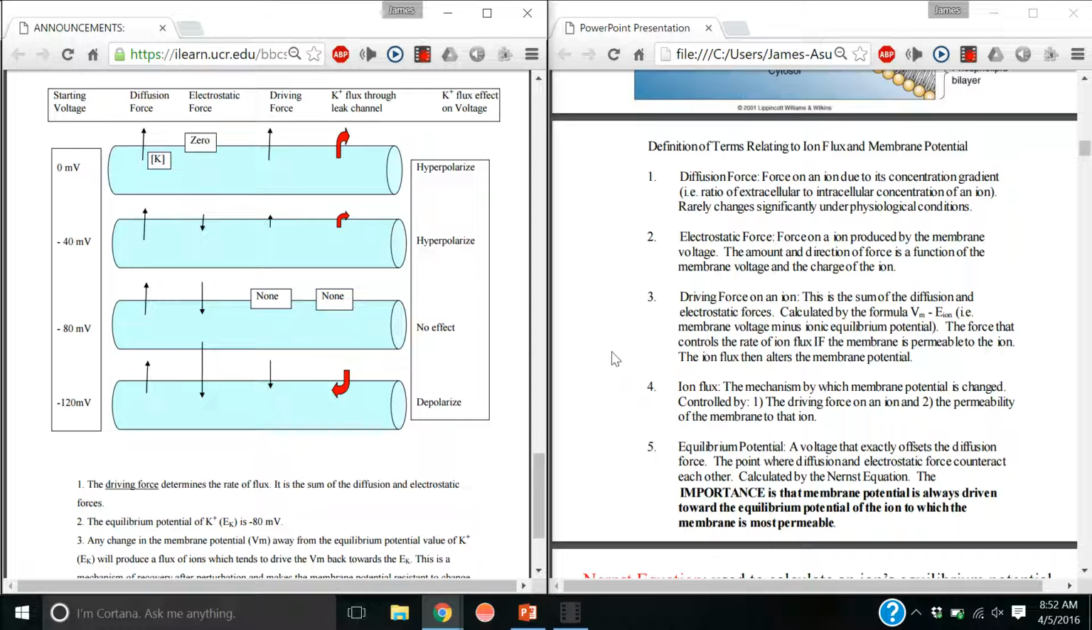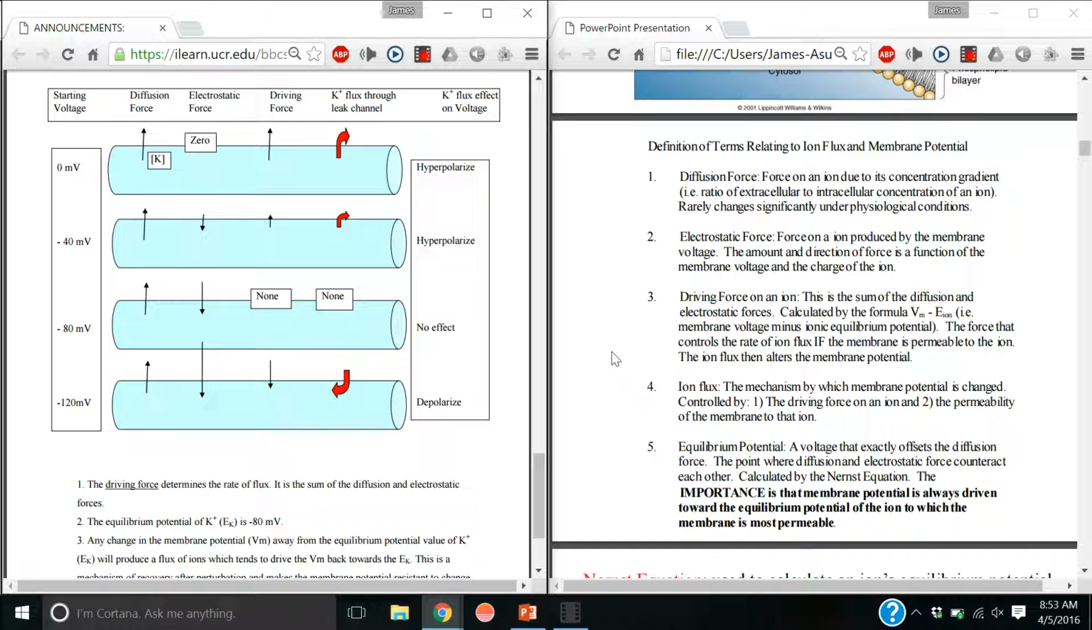And then at a value of minus 120 millivolts, that is anything more negative than minus 80, that would actually set up forces that would cause an influx of potassium. And that influx of potassium would cause the membrane potential to depolarize. So general point, potassium can flow out, potassium can flow in, and that depends on the membrane voltage of the neuron. Let's start at 0 and break that down.